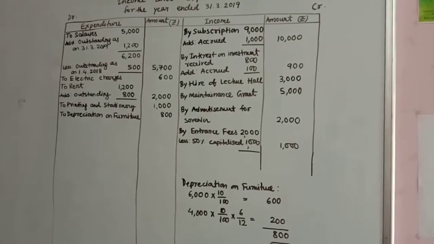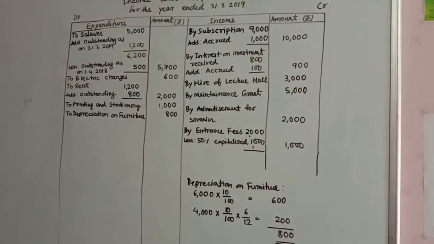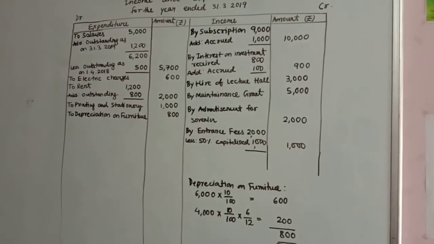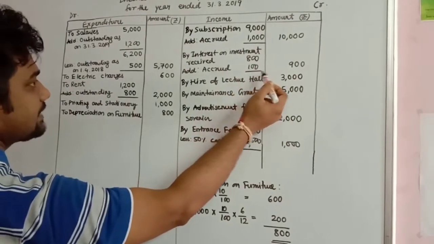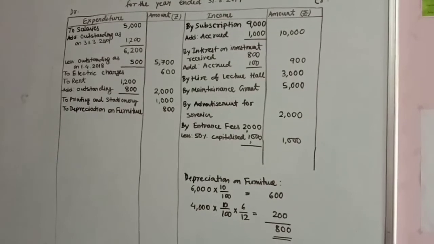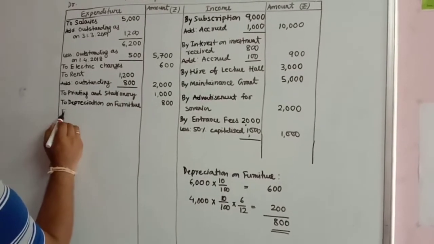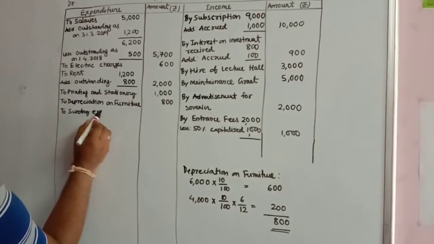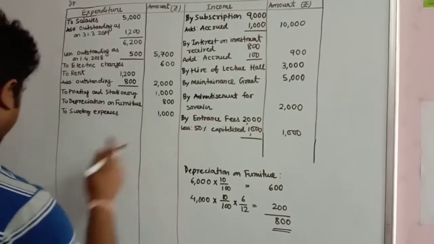Then we move forward to investment. Again, investment is a capital item and it will not be recorded. However, the treatment of interest on investment we have already shown, and we have recorded here 800 rupees as interest received, 100 rupees as accrued, and income came to 900 rupees. Next item of expenditure you have is sundry expenses amounting to rupees 1,000.